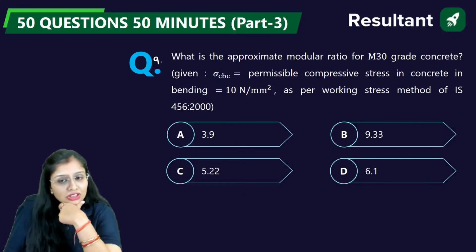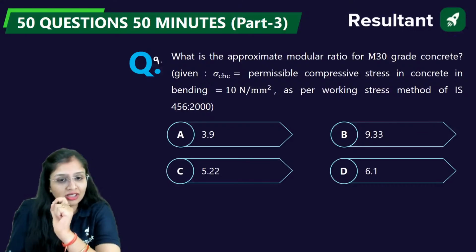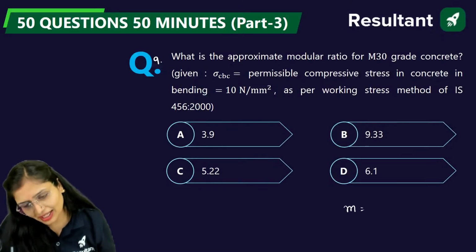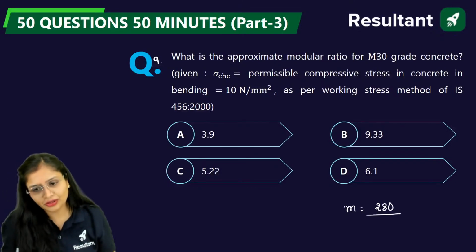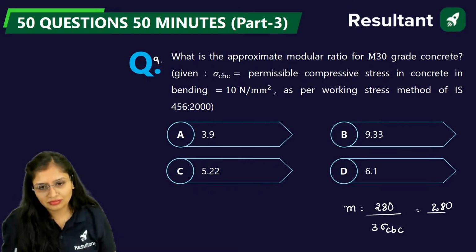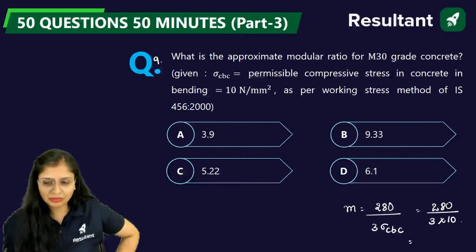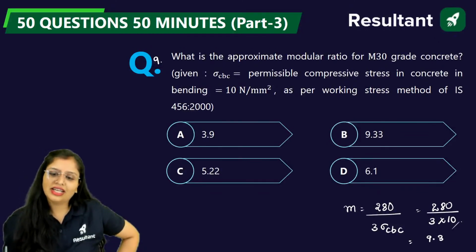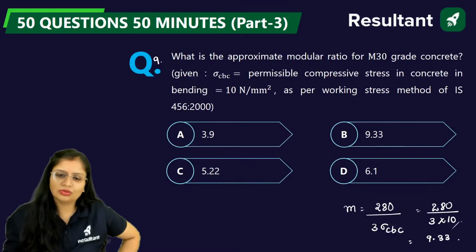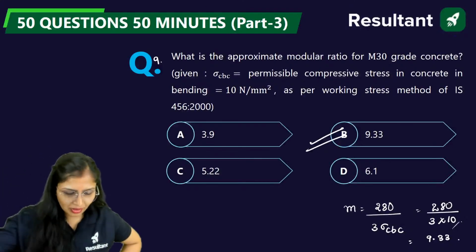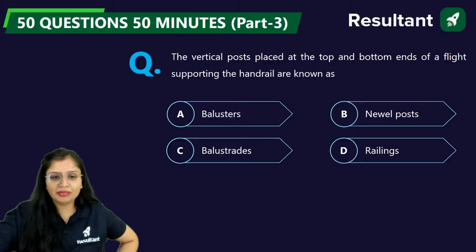What is the approximate modular ratio for M30 grade of concrete? This is very simple. Modular ratio it is asked. m is equal to, this I guess by heart you remember, 280 upon 3 sigma cbc. How much it will be? 9 point. This will get cancelled out. 3 nines are 27. 9 point something it will come. So 9.33 according to the answer. As simple as that. Correct, Jayalakshmi.